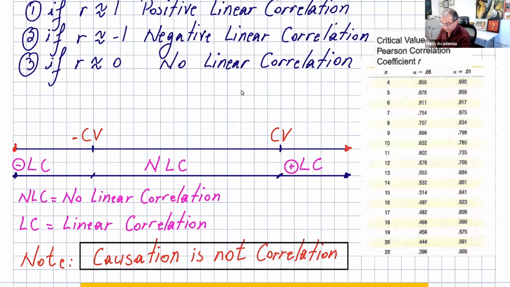Then you calculate R. If R is beyond the positive critical value, then there's a positive linear correlation, basically in this region. If it's before the negative critical value, then there's a negative linear correlation. And if R falls between these two numbers, you say no linear correlation.